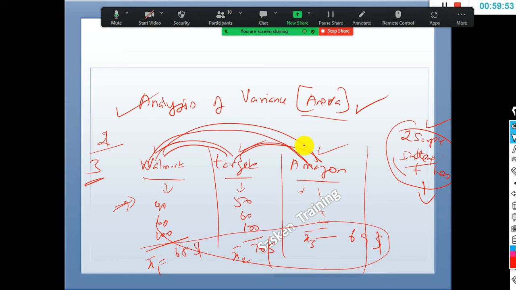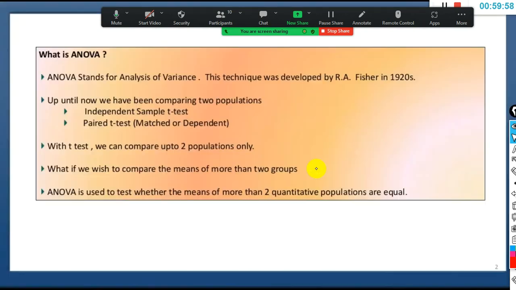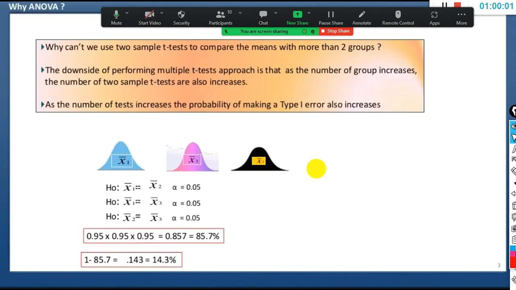Now the question is, why can't I use the two independent sample t-test? You would need to conduct it three times. In the past, researchers, scientists and statisticians used the two independent sample t-test to compare the means of more than two groups. Afterwards, someone introduced something called the Anova test. With the Anova test, you will not run into any issues. What kind of issues do you run into when you conduct two independent sample t-tests?